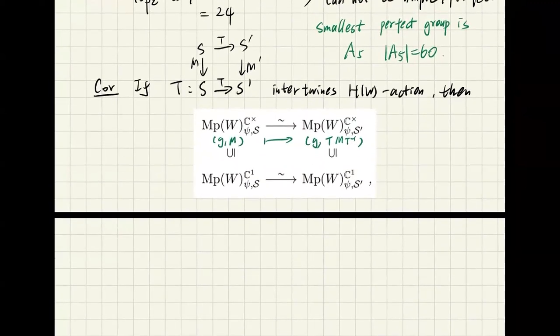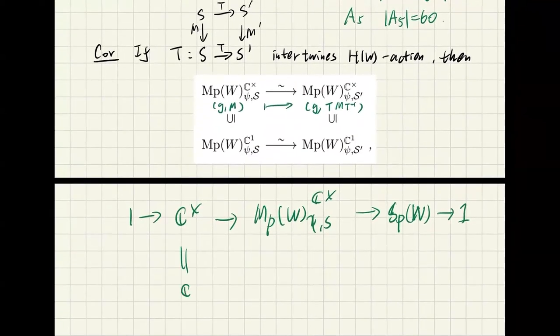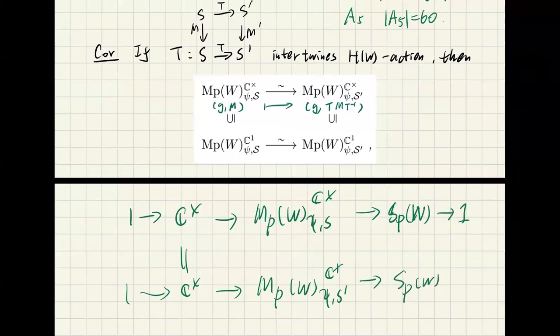So you basically have this situation. It is 1 goes to C cross goes to Mp(W, psi, S) goes to Sp(W) goes to 1. Then you have 1 goes to C cross goes to Mp(W, psi, S prime) goes to Sp(W) goes to 1. So you have this identity, and this map T_{S,S'}. This is a unique map, and it induces the identity on Sp(W) and the identity on C cross.